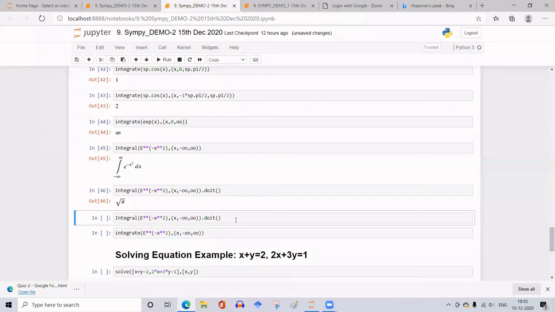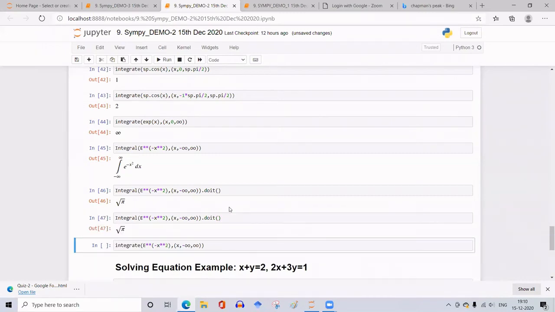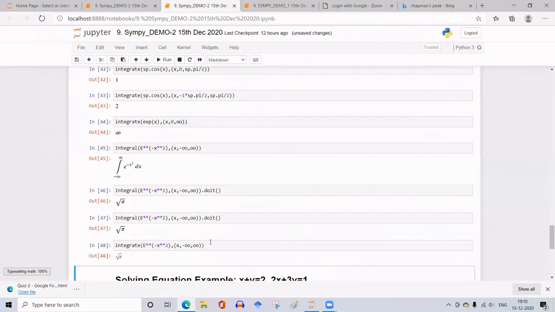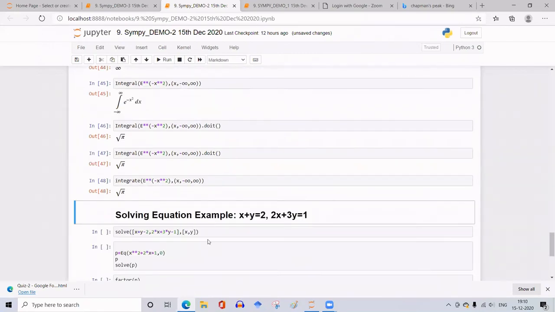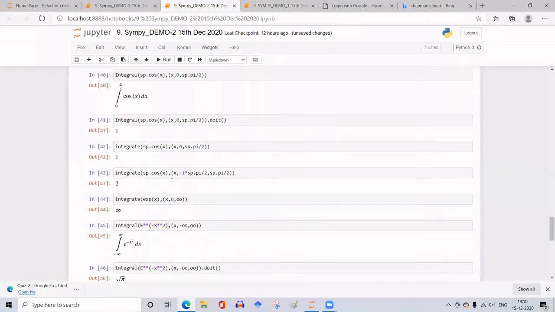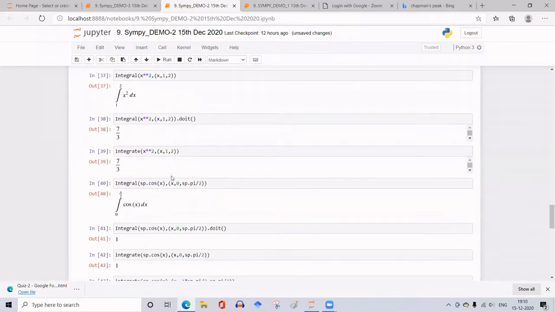Okay. Same thing, Integral. What is the difference here? If you do it, I think it has been repeated. In a single line also, you can get the same answer. That is about definite integrals. Any doubts?